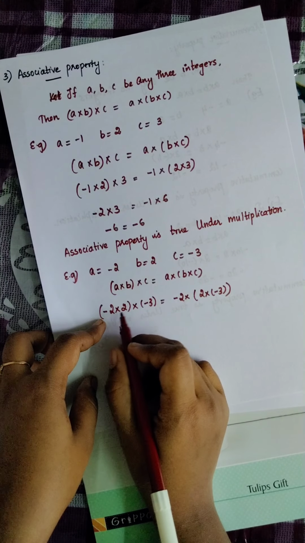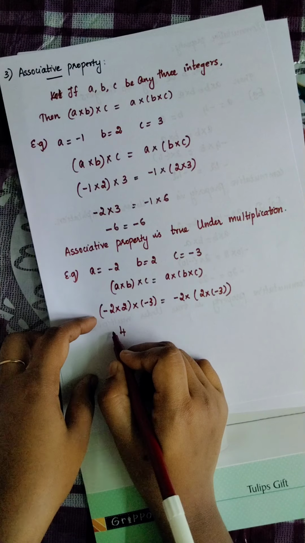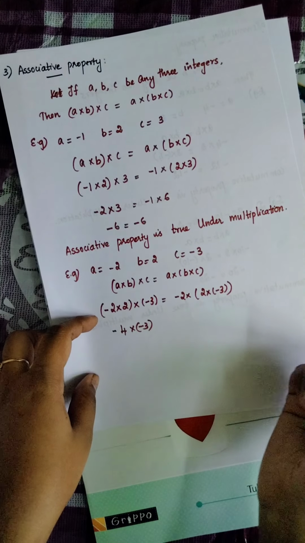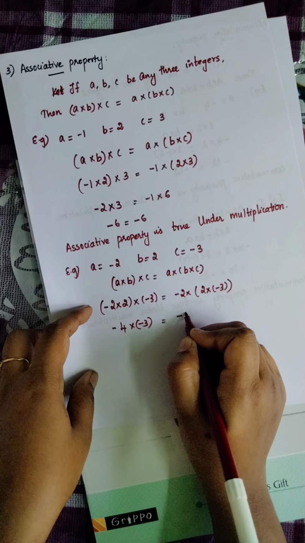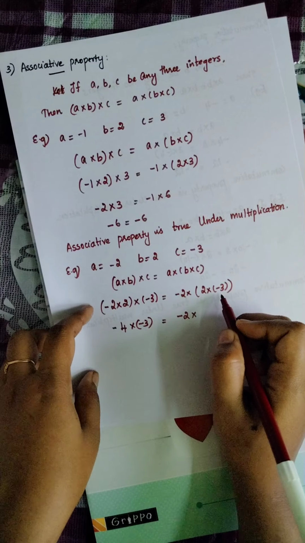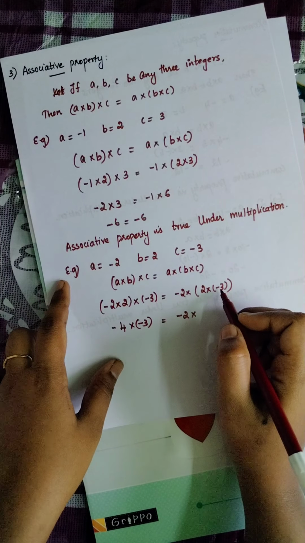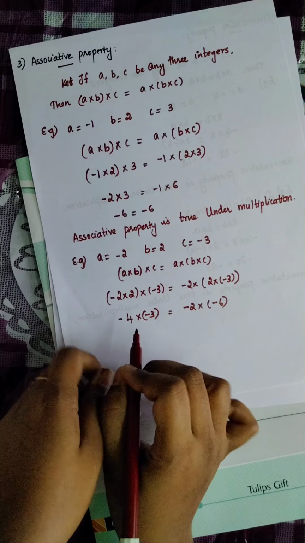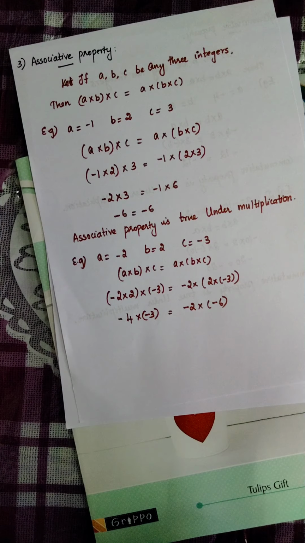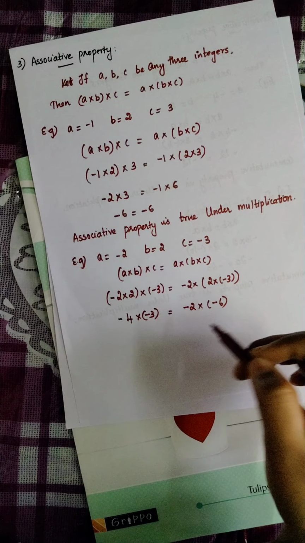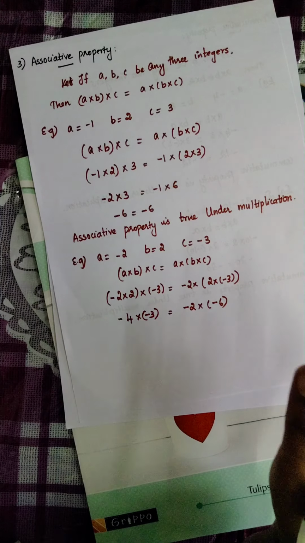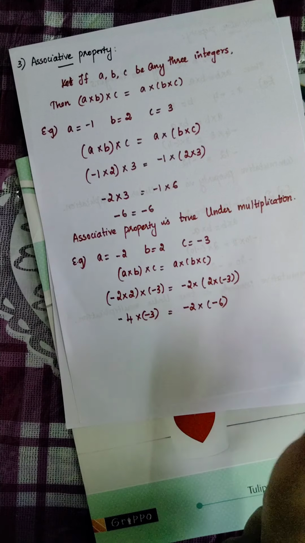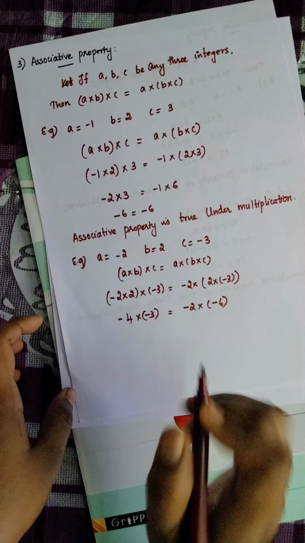-2 into 2. Both the numbers are having different signs, so we need to get the negative product, that is -4 into -3. On the right side, 2 into -3. What is 2 into -3? It is -6. Now -4 into -3, both the numbers are having the same sign. On the right side also, -2 into -6. Both numbers have the same sign. What will you do? Anyway, we need to multiply first, right?